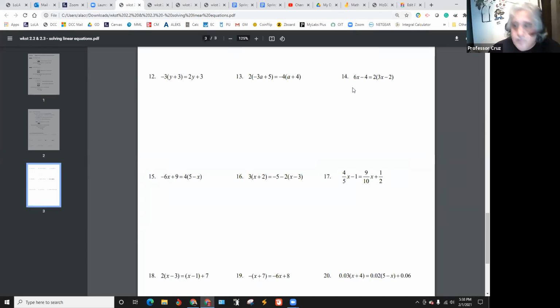For number 12, I got y equals negative 12 over 5. Okay, I think you're right on that. I'll work it out and let's see. What about that second 13?